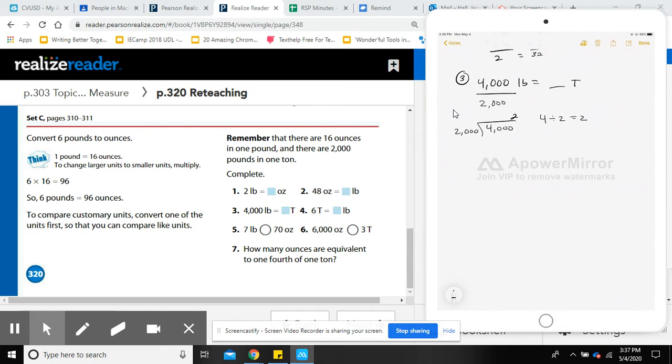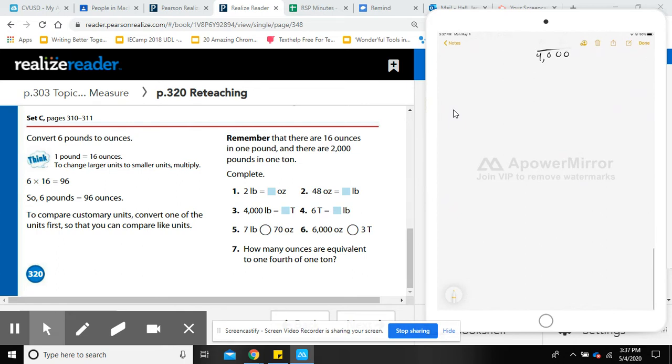Sorry guys, this isn't working for me. We can check that by doing 2,000 times 2. A little bit of a brain fart, guys. Okay, so 2 times 0 is 0, 2 times 0 is 0, 2 times 0 is 0, and 2 times 2 is 4. So 4,000. So that means that 2 tons is here. So 4,000 pounds is equal to 2 tons.